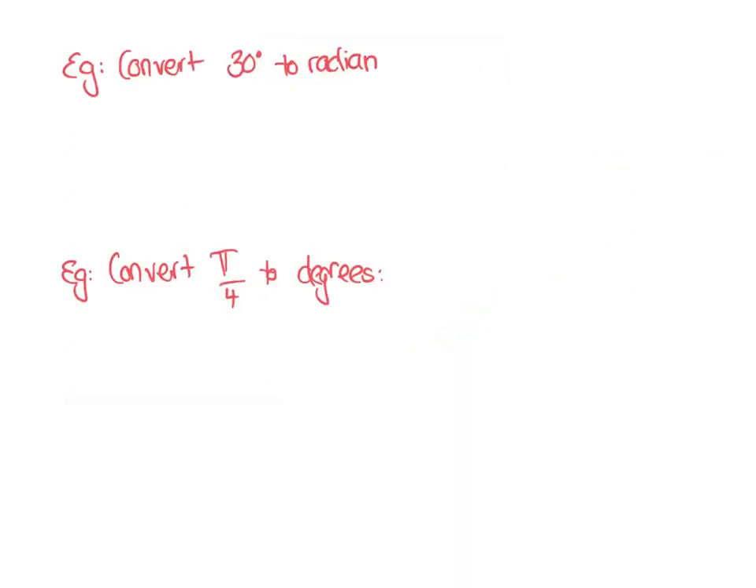Okay, so if we have a look, it says convert 30 degrees to radians. So if you look at the formula, we've got 30 degrees equals 30 times, now 1 degree is equal to pi over 180. So you can convert that, and if we simplify that, that becomes pi on 6.